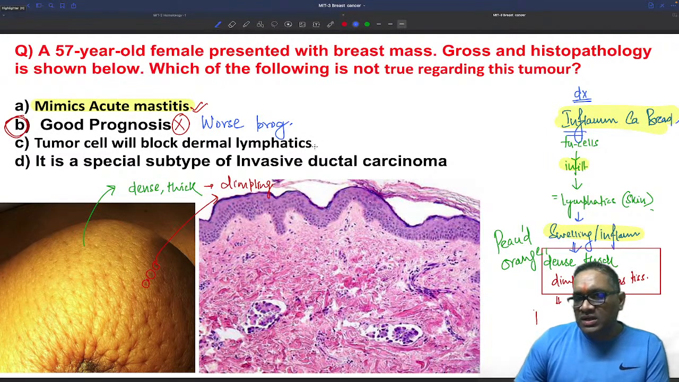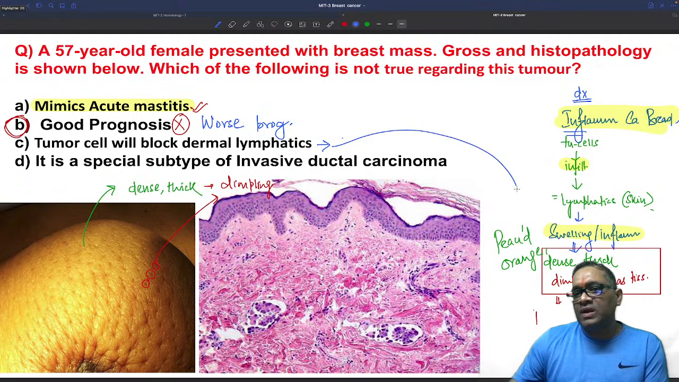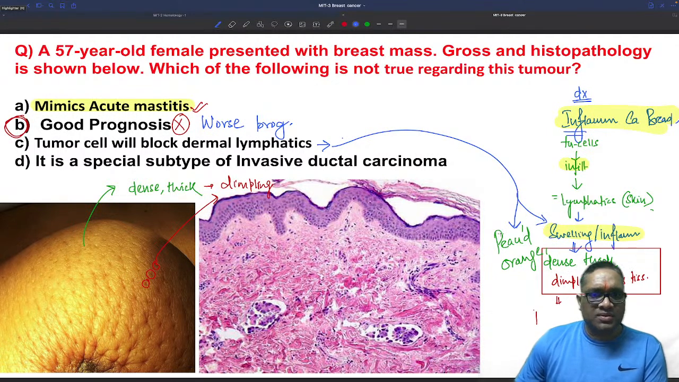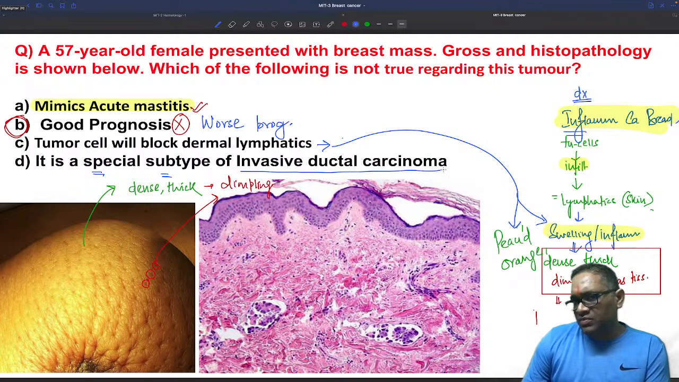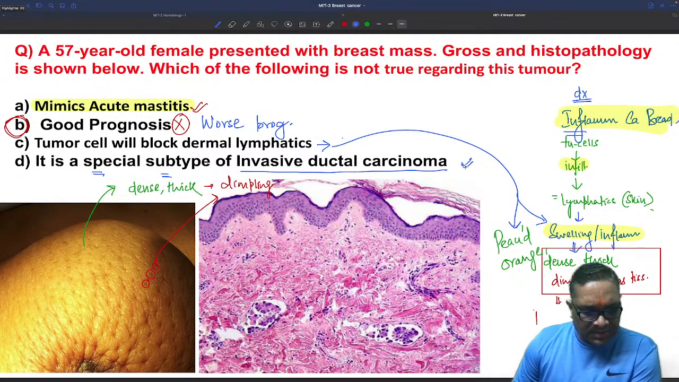Tumor cells will block the dermal lymphatics. Because of this blockade of the dermal lymphatics, we see the peau d'orange appearance, and also swelling and inflammation. And remember, it is a special subtype of invasive ductal carcinoma, which we have already seen in the histological classification of breast cancer.